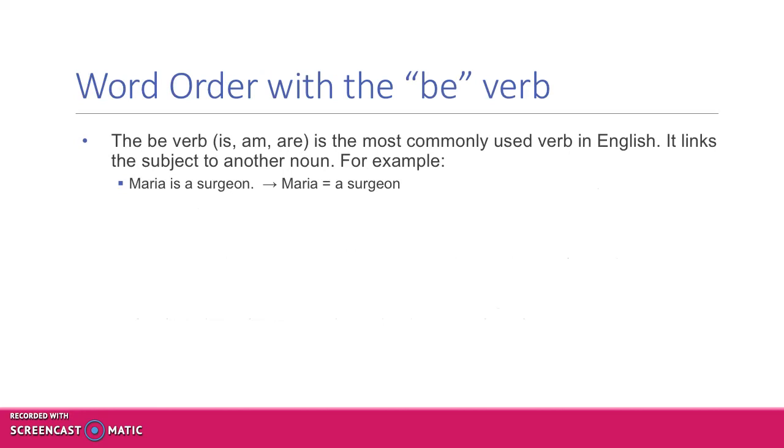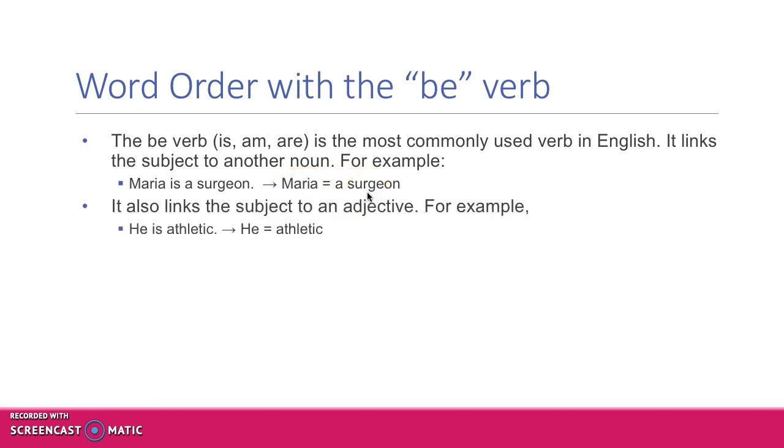Word order with the be verb. The be verb, am, are in the present, is the most commonly used verb in English. It links the subject to another noun. For example, Maria is a surgeon. It's like saying Maria equals a surgeon. We are linking Maria to surgeon.